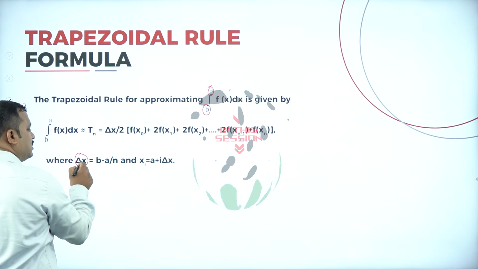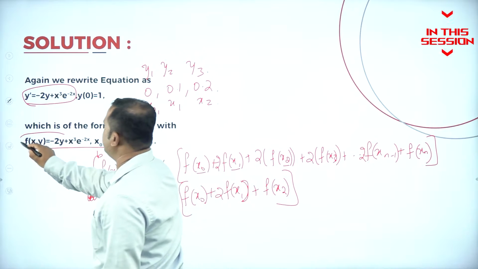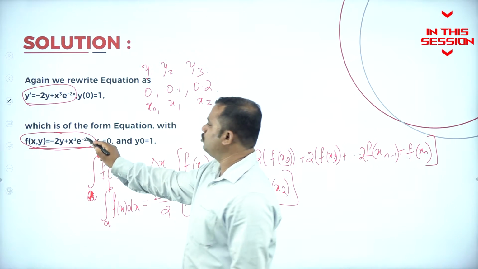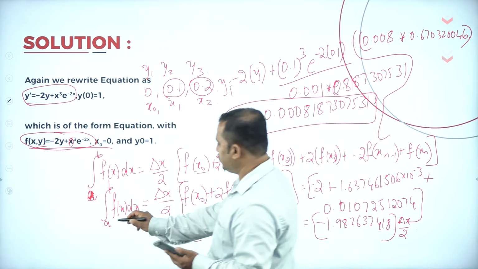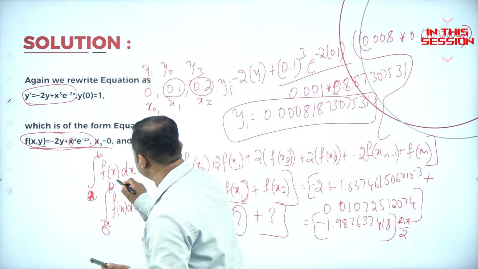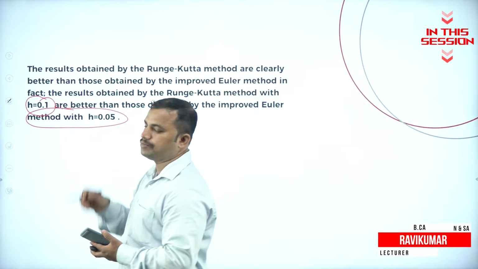Delta x is equal to (b minus a) by n. So let me consider the equation f of x equal to x cube e to the power of minus 2x minus 2y, between the interval 0 and 0.2, and the improved Euler's method uses the step size h equal to 0.05.